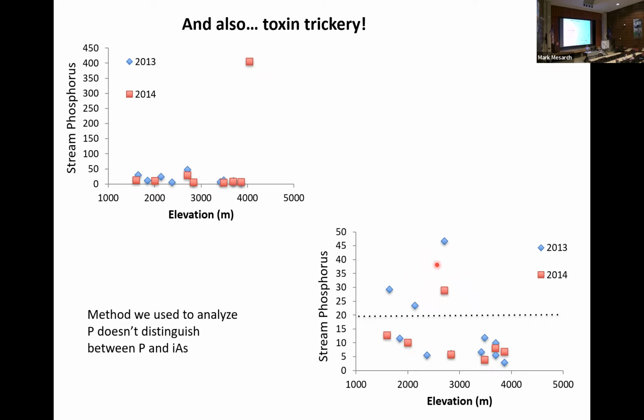Through some conversations with colleagues, someone brought to our attention that we were perhaps measuring arsenic instead of phosphorus, because the method that we used to analyze phosphorus in the lab, the molybdate blue method, does not distinguish between arsenate and phosphate. So I had a moment of panic about halfway through my PhD, wondering if I had to throw out all of my data.